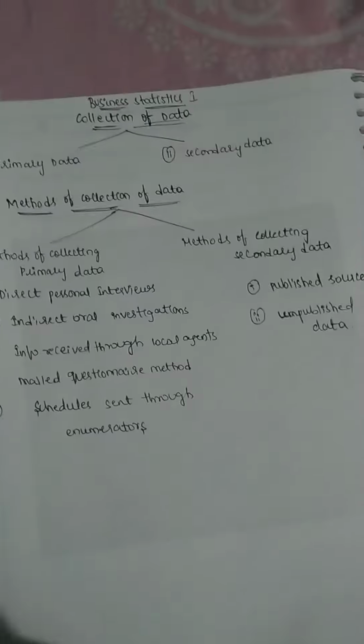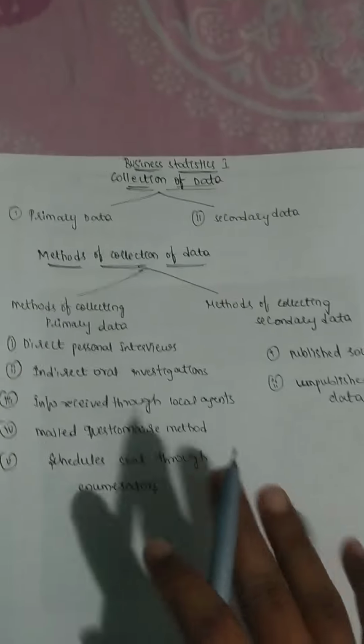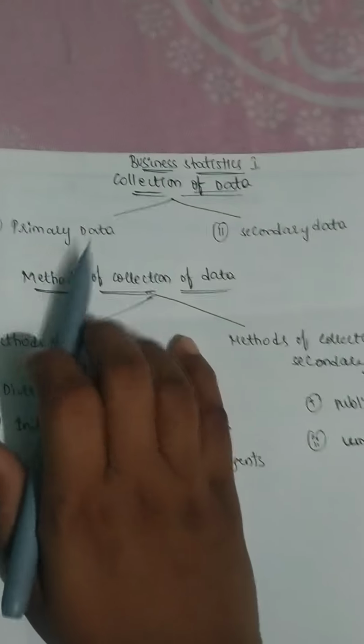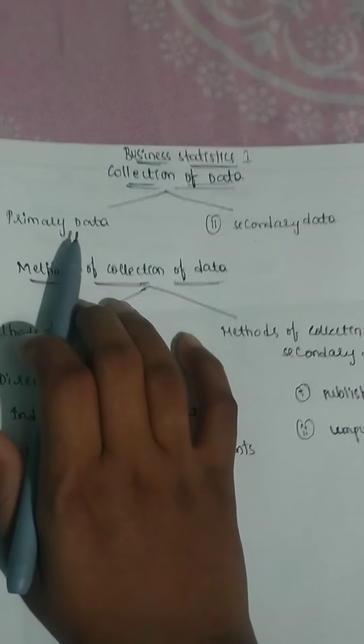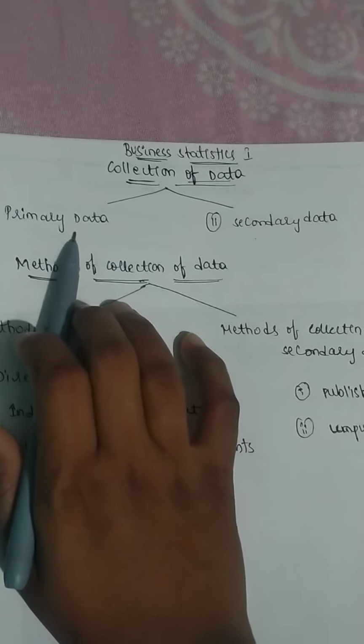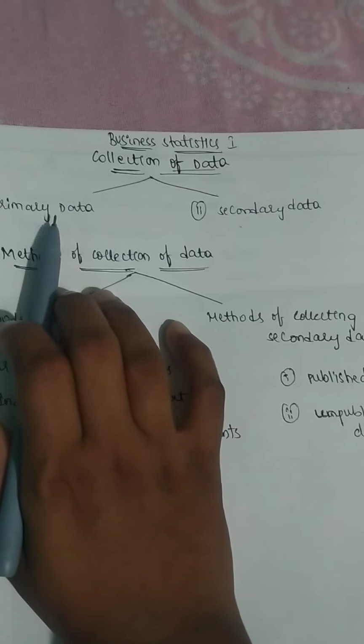Whereas primary data refers to the data which is collected for the first time, and the data is original in character. That is called primary data. Primary data means the data which we will be collecting for the first time, and it will be original in character.